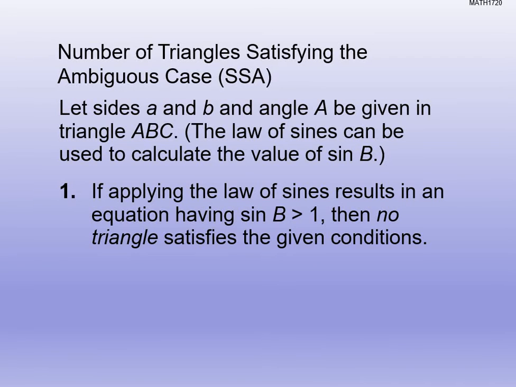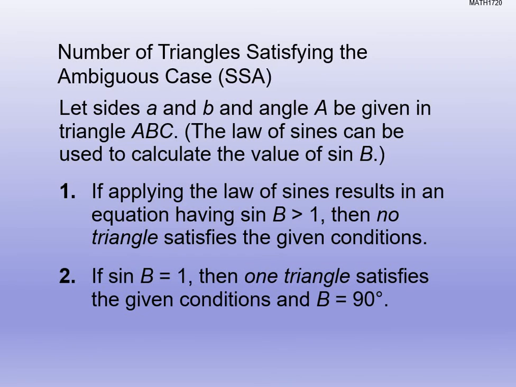So it's outside the range. Remember, the range has to be between -1 and 1 for sine. It's greater than 1, so it's outside the range of a sine value. And we reiterated this when we did the chart too. If sine of B ended up equaling 1, we get one triangle, and that triangle is a right triangle because sine of 90 equals 1.